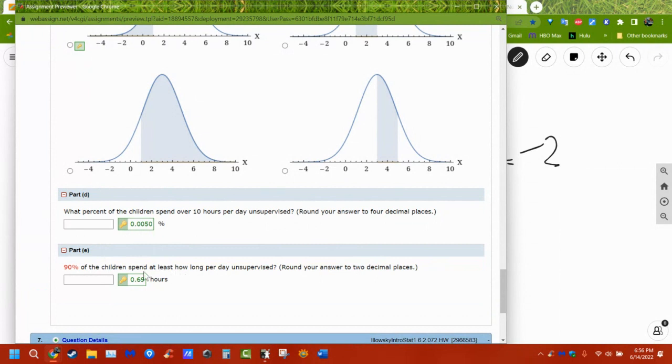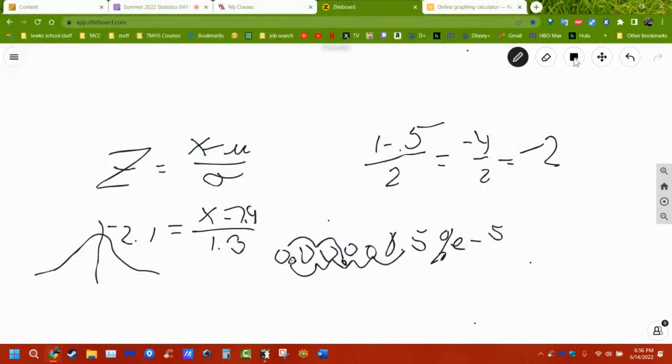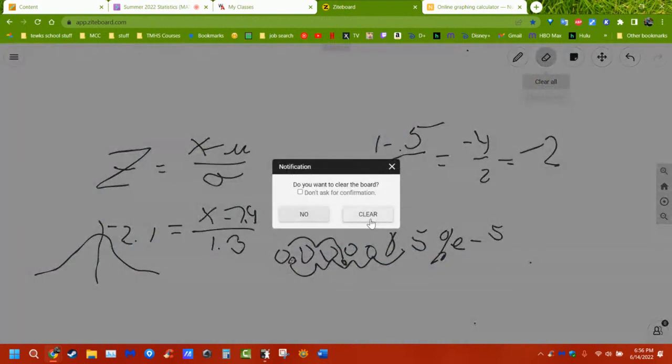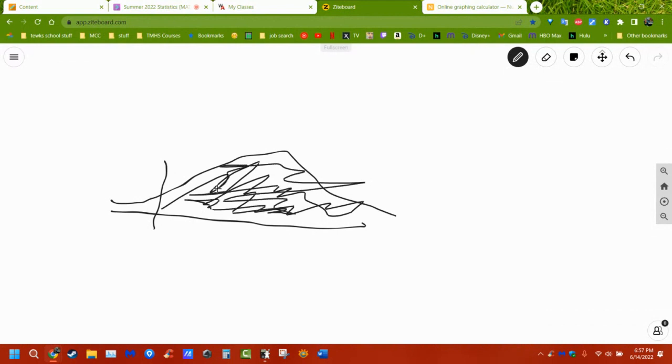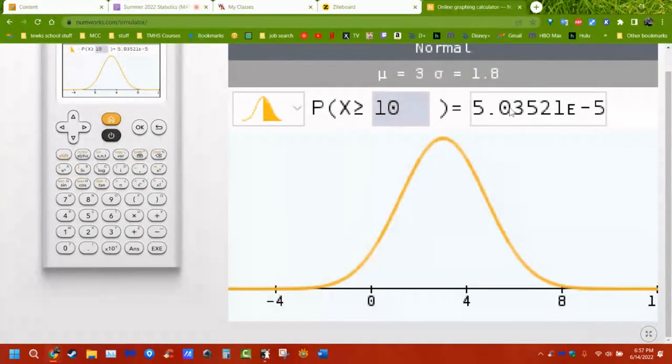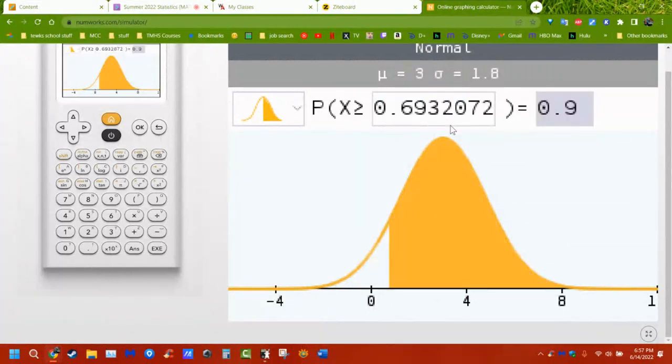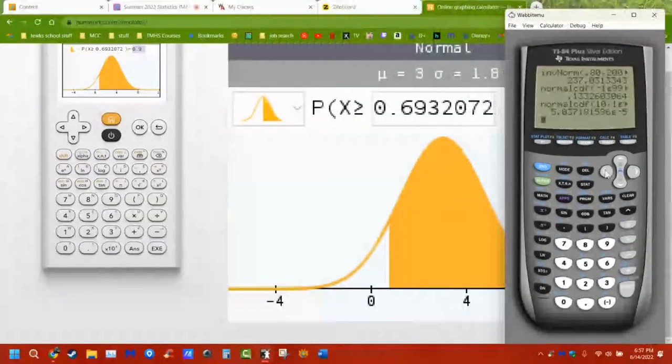And then 90% of the children spend at least how long a day unsupervised? In that case, when they say at least, they mean greater than or equal to. So this is what we're looking for. Our calculator only gives us this value, so we have to look up 10%. In this one, I don't have to do the work, because at least 90% means it's going to be greater than, so they're going to shade the greater than value. Whereas on our calculator, we have to find an inverse normal.